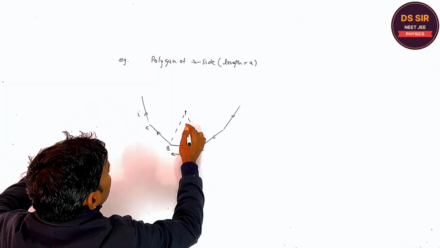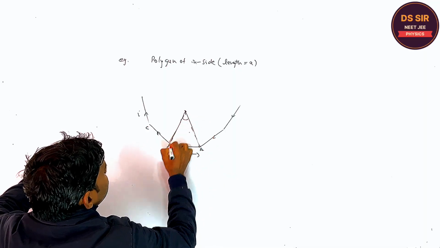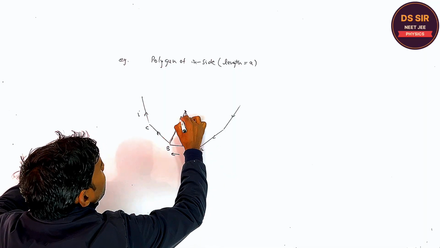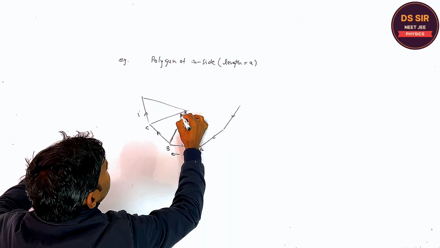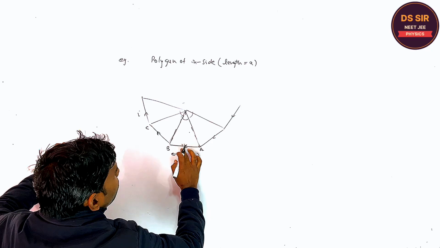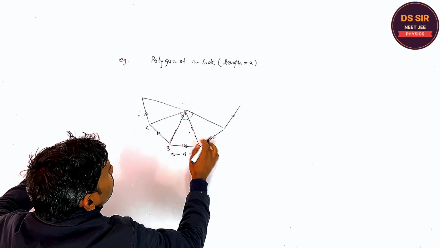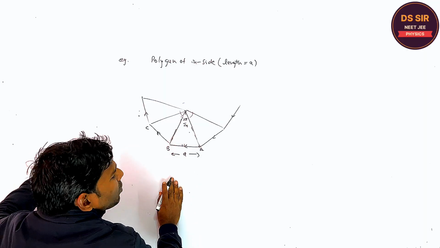Tell me, what is this angle? The total angle is what? Say 2 pi. And how many sides are there? 1, 2, 3, n. So this angle will be equal to 2 pi by n. Is it clear or not?